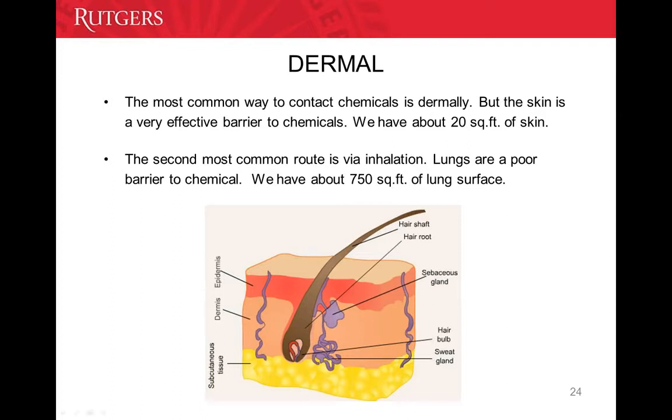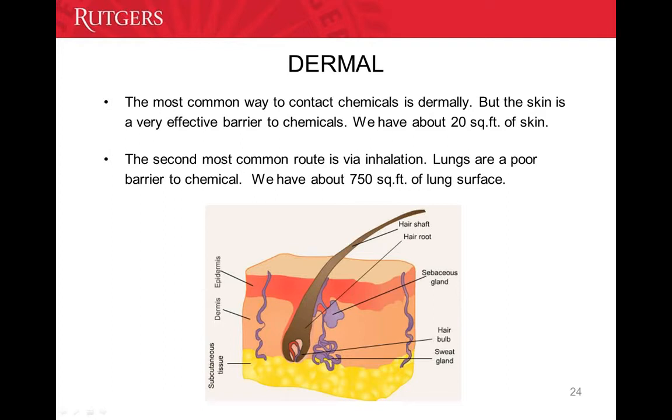The dermal route is the most common way that we come in contact with chemicals. Thankfully, the skin does a very good job in protecting us. If we were to stretch out our skin, we have about 20 square feet. Kind of a bad visual, I know.